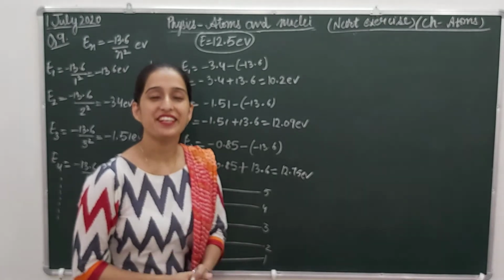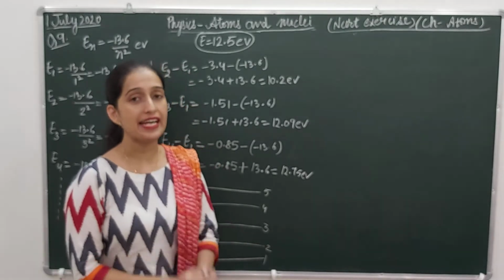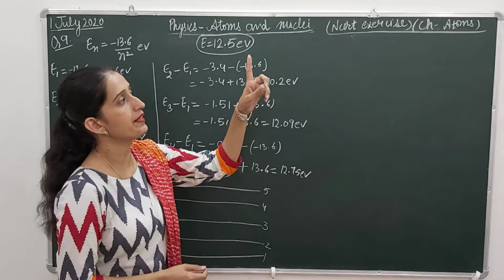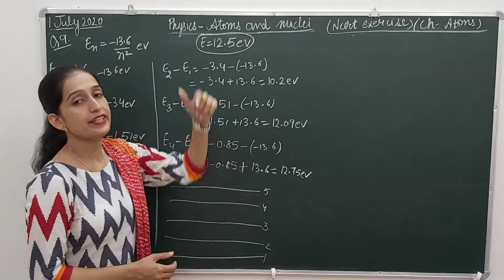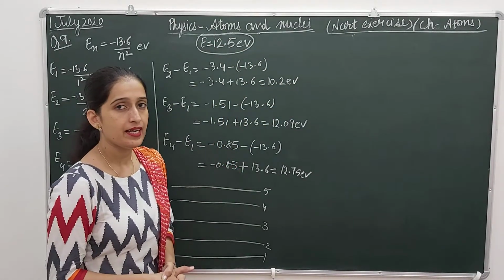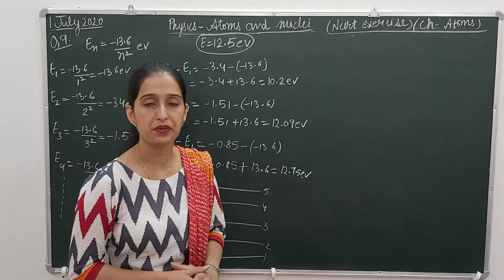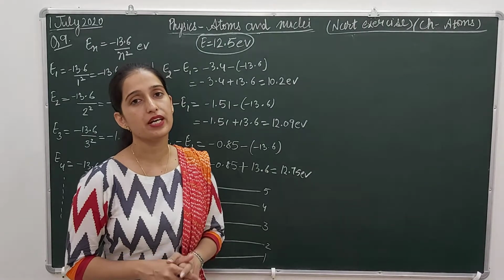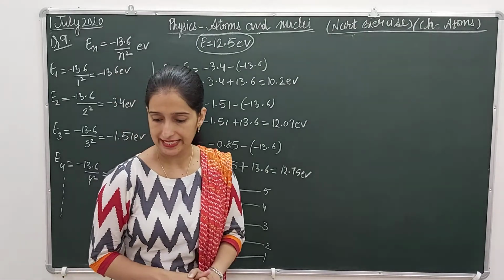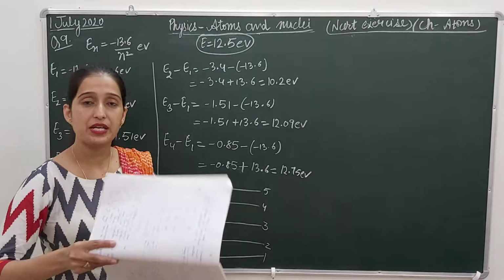Hello everyone. In physics classes we are doing the NCERT exercise of the chapter Atoms, of the unit Atoms and Nuclei. The first 8 numericals we have already discussed in our previous videos. In this video we are going to start from question number 9. So let's start from question number 9.